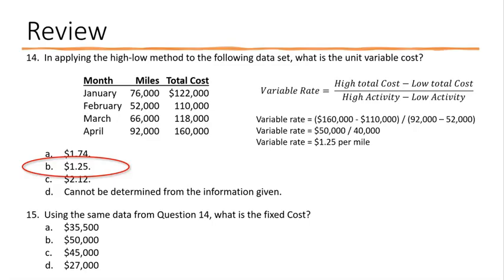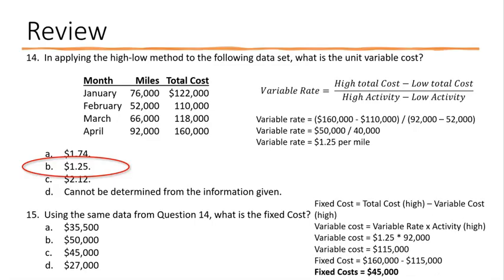So if we use that same data, we can calculate our fixed cost. In order to calculate the fixed cost, you take the total cost. You can either use the high level of activity, April, or the low level, February. I'm going to walk through the example using the high level. So we take the variable cost rate that we just calculated times the activity to get our total variable cost. We take our total cost minus that variable cost.